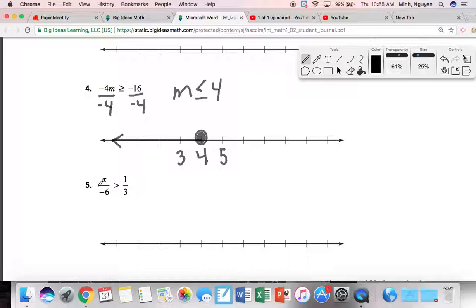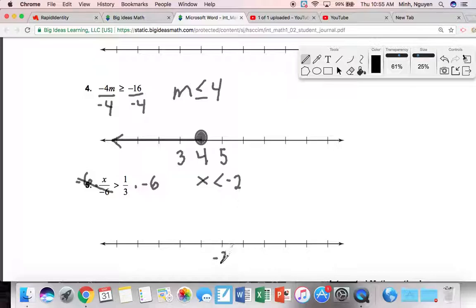Here, dividing by negative 6. Okay, well, to cancel that out, inverse operation, multiply. Again, because I'm multiplying by a negative number. When you multiply or divide by a negative number, this has to change. So it becomes x is less than negative 6 times 1 is negative 6. Negative 6 divided by 3 is negative 2.